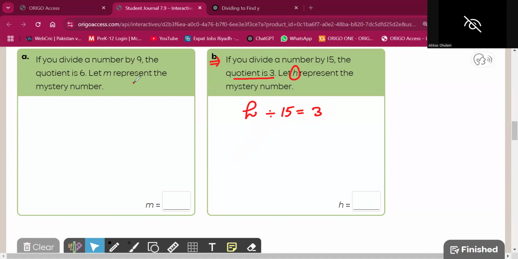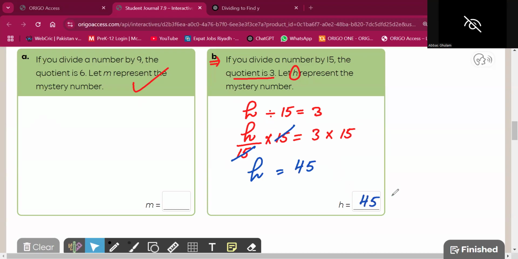Same as before, you will use the method here also. So I know that h out of 15. What is the opposite or inverse of divide? Multiplied. I write here multiplied. And the same thing I will do to the other side of the equation to keep the equation balanced. We know that the inverse of divide is multiplied. I can cross this with this. So what is left here? h is equal to 3 multiplied by 15, which is equal to 45. So I can write here h is equal to 45.